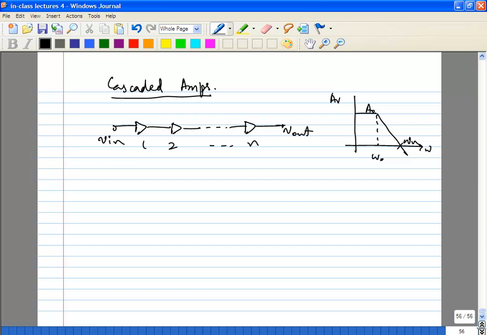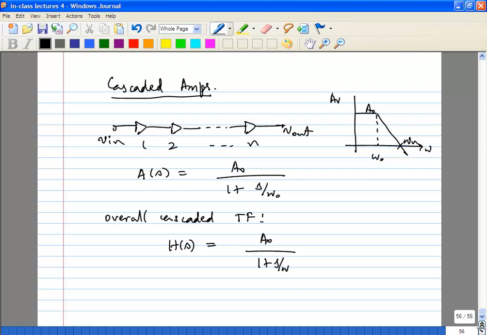So we are going to assume that the 3 dB cutoff frequency is omega naught and your unity gain frequency is omega u, for each amplifier. So for a single stage, it is just A naught over 1 plus s over omega naught. So the cascaded transfer function is just A naught over 1 plus s over omega naught, whole power n.